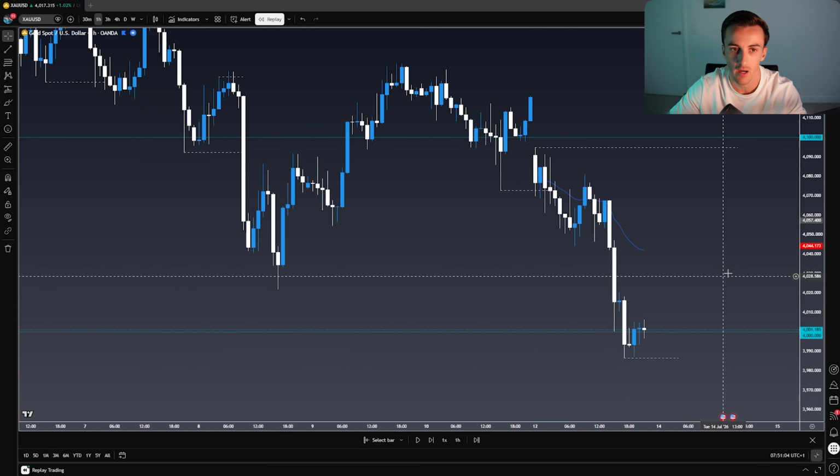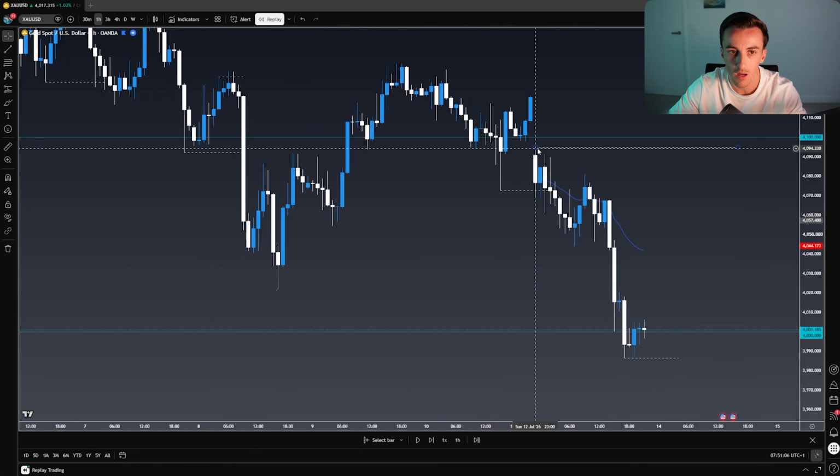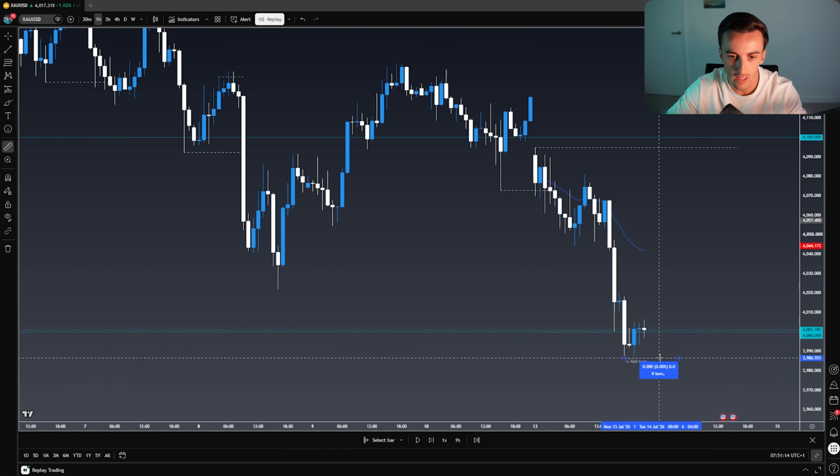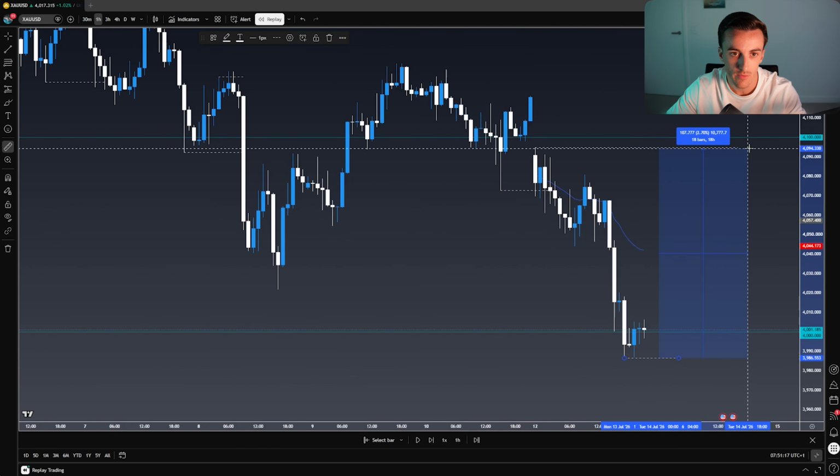Now, where am I trying to buy gold up into? Right up into this weekly high here. And this day ended up being like over a $9,000 day. And from the daily lows into weekly highs, you're talking around 1,000 tick range.